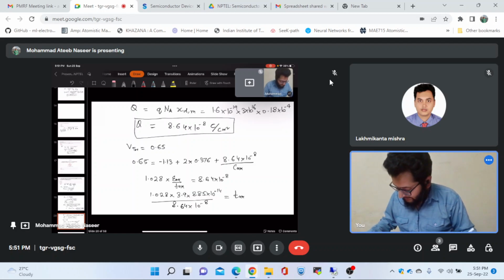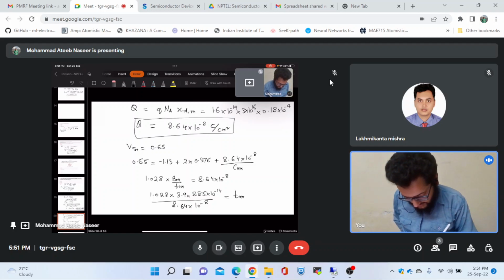Now if I do the same, 1.028 into 3.9 into 8.85 divided by 8.64, it would give me a value equal to 4.11 into 10 to the power minus 6 centimeter.